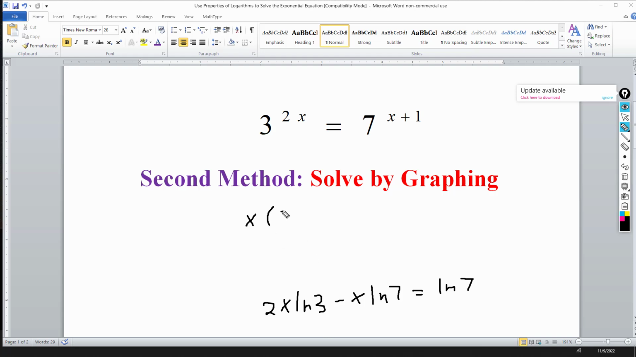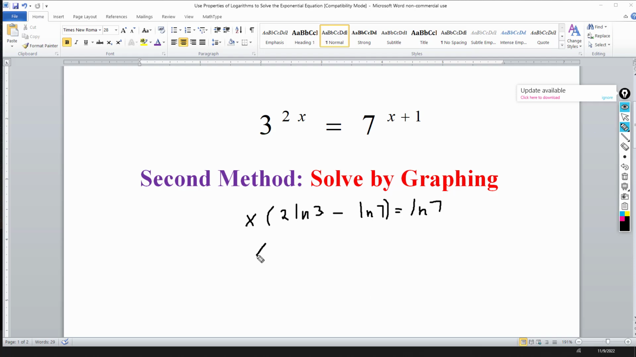Put your parentheses. That leaves me with 2 ln of 3, minus, taking out the x, that leaves me with ln of 7, equal to ln of 7. Now, in the next step, here I have a coefficient of 2. I'm going to make that into an exponent, so that's going to come here. Make it 3 squared. So this will become ln of 3 squared, which is 9, minus ln of 7, and that will equal ln of 7.